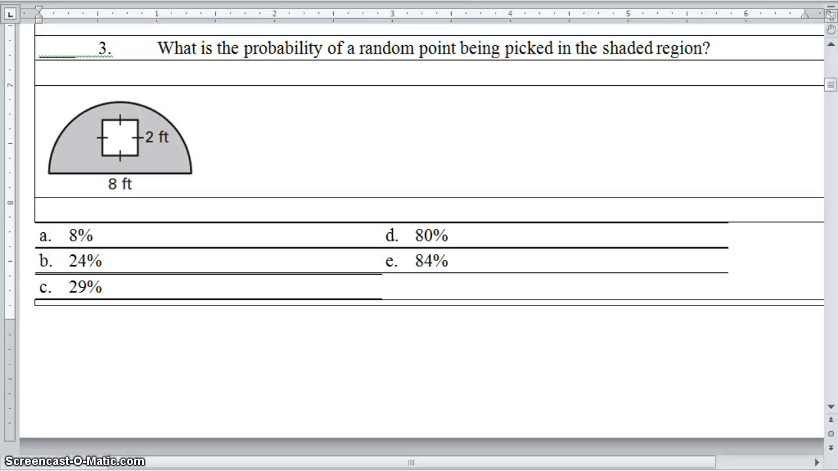All right, geometry, area and solids, area and volume test, review sheet. Number 3, what's the probability of a random point being picked inside the shaded region? So probability is just a ratio always, okay?